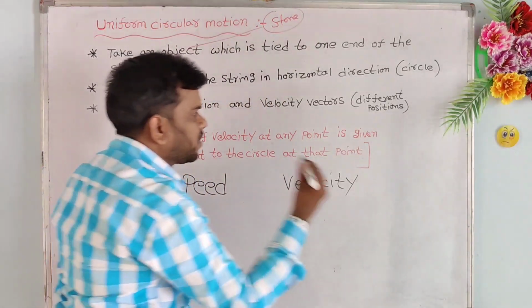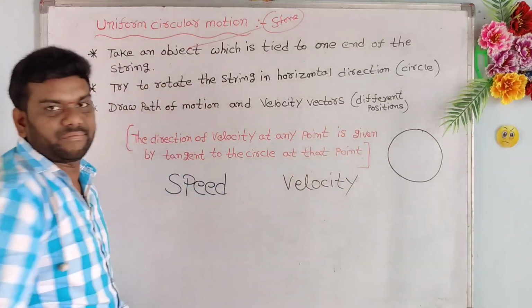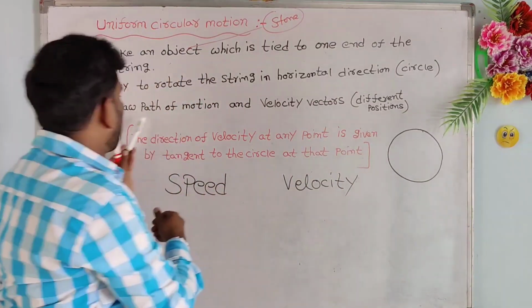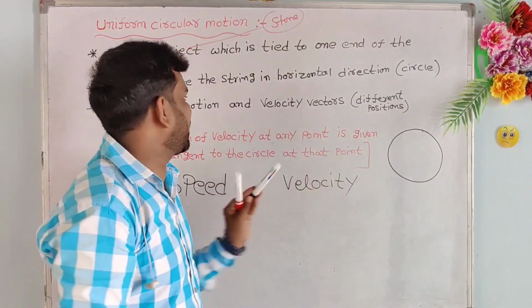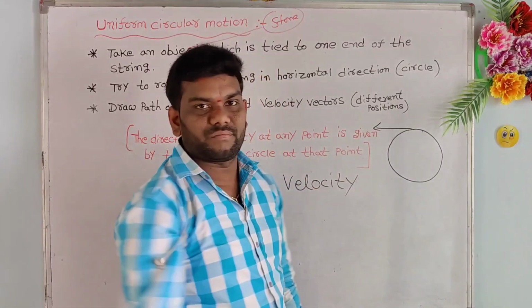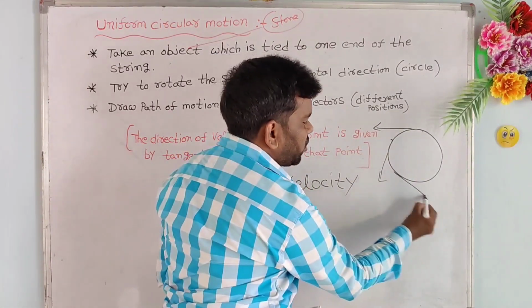Yeah, it is very important. Let us start. So this is circular motion. The path of the motion is called circular, and the velocity vector at this point, this direction is leftward. At this point, the direction is downward. At this point, the direction is this way.